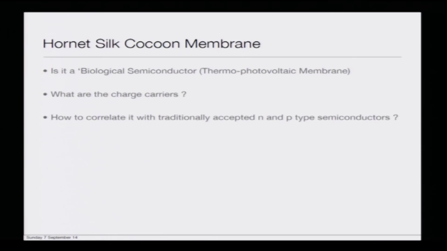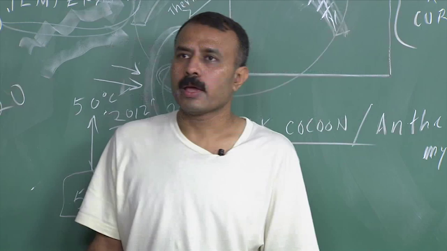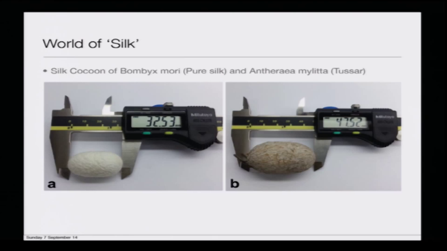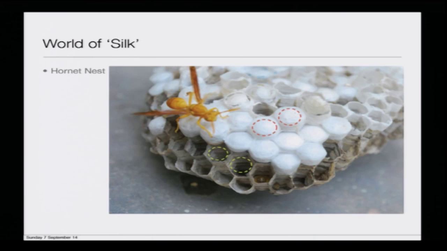So, I will close in here and we will go to part 2 of this, where we will be talking about the other membranes, which we have not talked about yet. We will be talking about the Bombyx and the Antheraea mylitta. We have only talked about a wild species, which is this one.